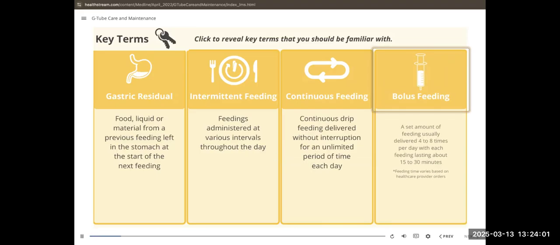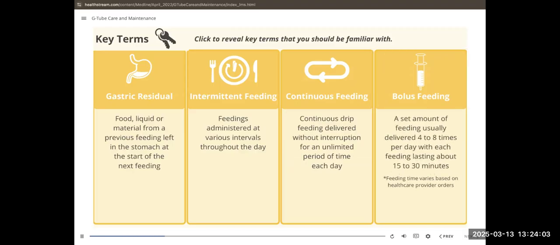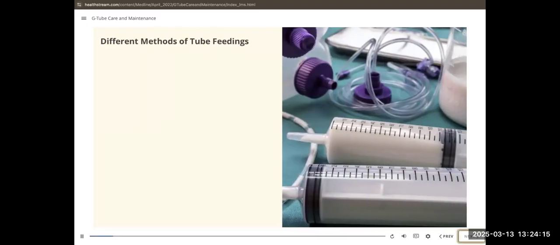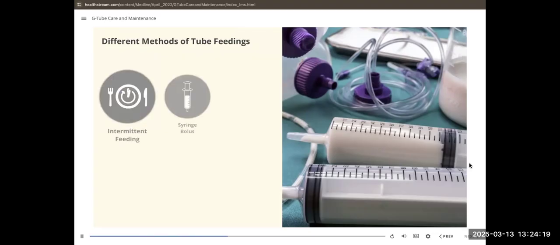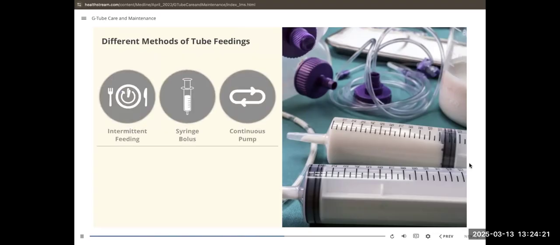Bolus feeding is a set amount of feeding usually delivered 4 to 8 times per day, with each feeding lasting about 15 to 30 minutes. Each feeding time varies based on healthcare provider orders. There are several different types of tube feedings: intermittent gravity, syringe bolus, and continuous pump. Click each method of tube feeding to learn more.